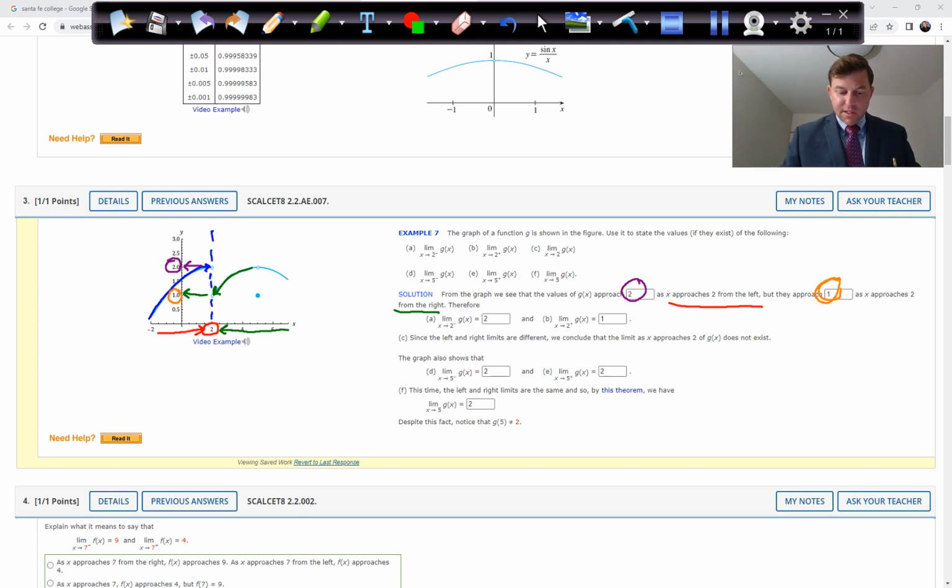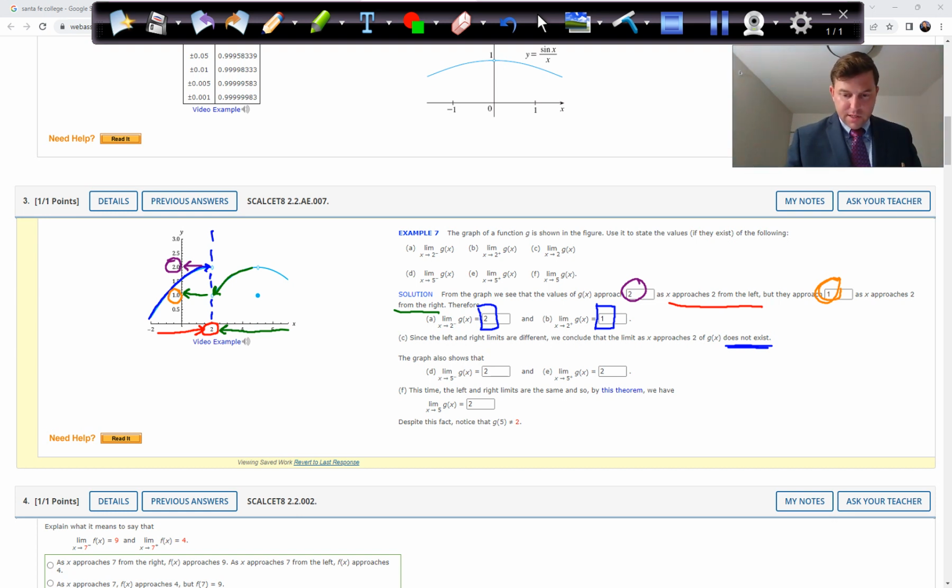Okay, in fact, it says, since this approaches 2 from the left, let me use the same color here so we can see it. This approaches 2 from the left and 1 from the right. Because those are different, then the limit does not exist. So you have to converge on the same number for the limit to exist.